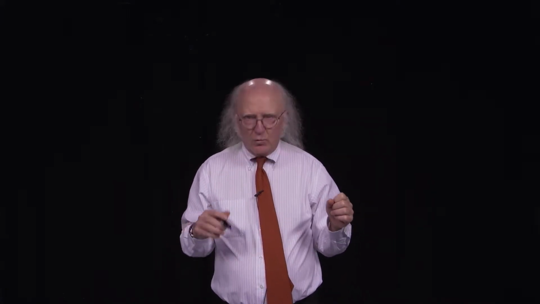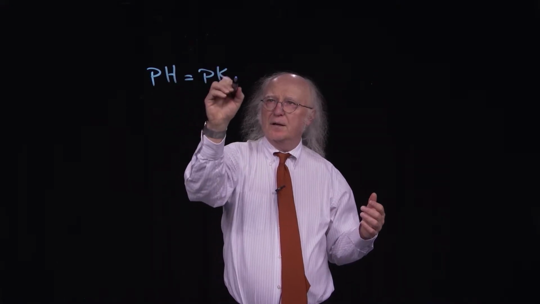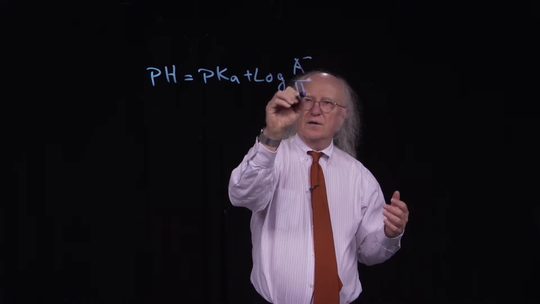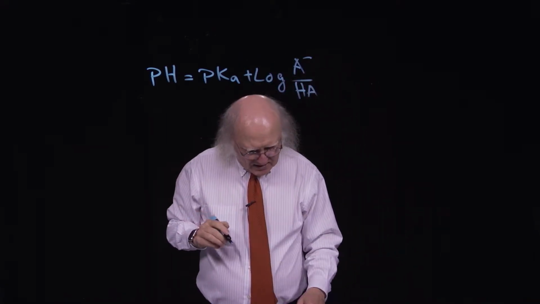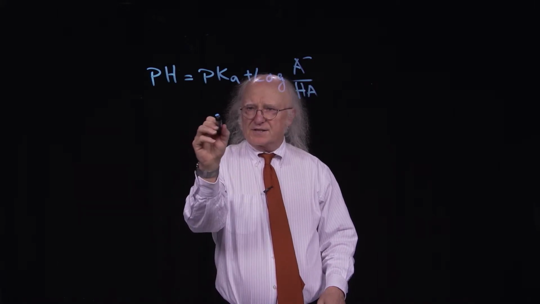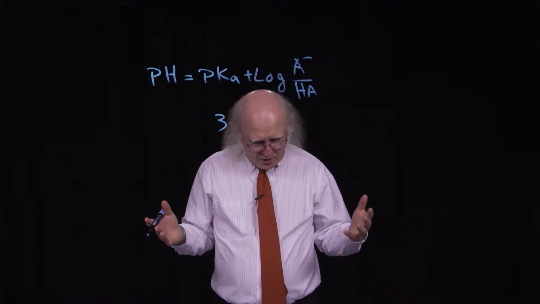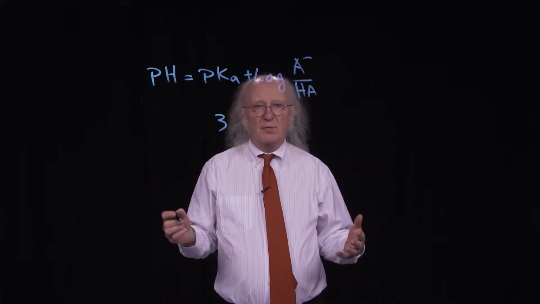The second problem says, using the Henderson-Hasselbalch equation, determine the ratio of salt to acid present in a 1 molar solution of a weak acid with a pKa of 3 at the following pHs. So let's remind ourselves first the Henderson-Hasselbalch equation, pH equals pKa plus the log of the salt all over the acid. This problem tells me that the pKa for this acid is 3, and I want to know what the ratio of salt to acid is at the following pHs.